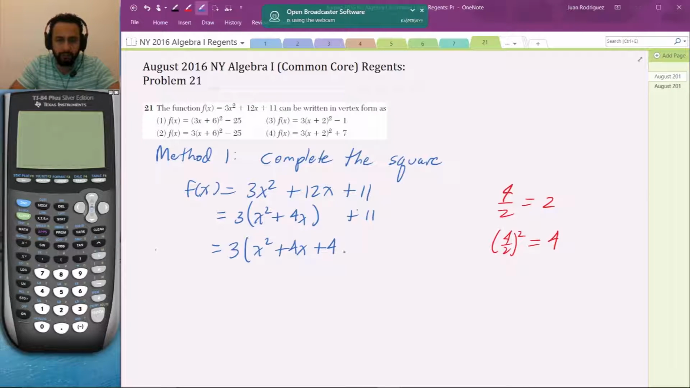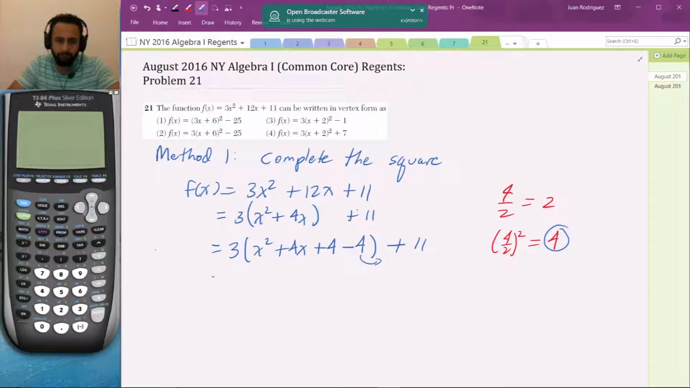Where did the plus 4 come from? This is the plus 4. Okay, why am I allowed to do this? Because I can also subtract 4, and I haven't changed the value of any function. Okay, plus 11.